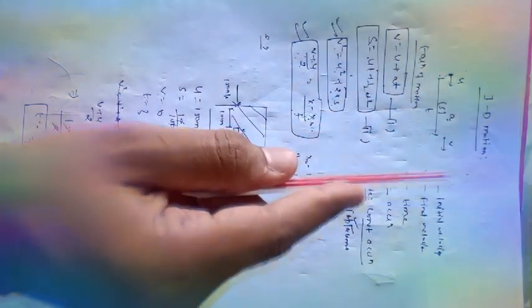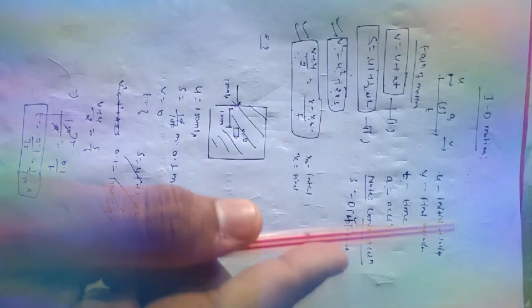In 1D motion, I have already said that the direction must be constant without changing. So let us proceed. This is the particular direction in which the body is moving without changing its direction. Yes, speed may change.